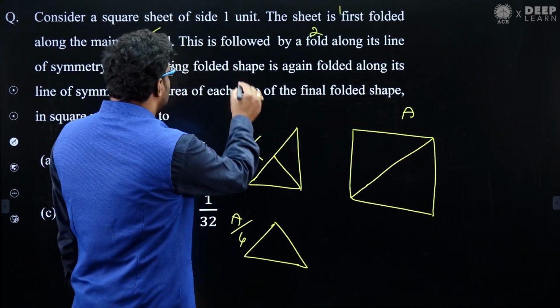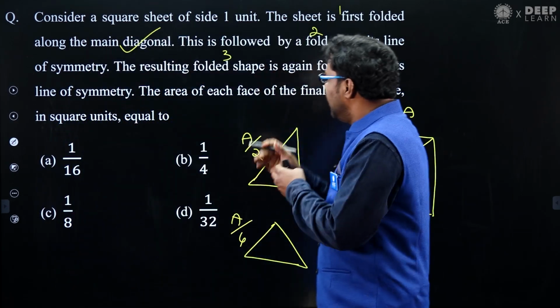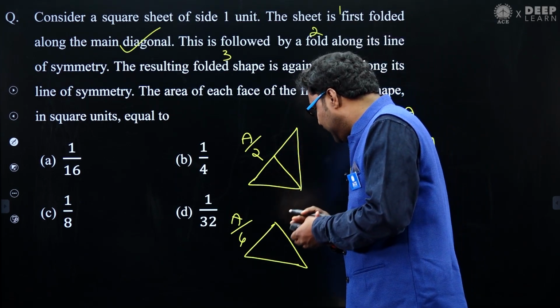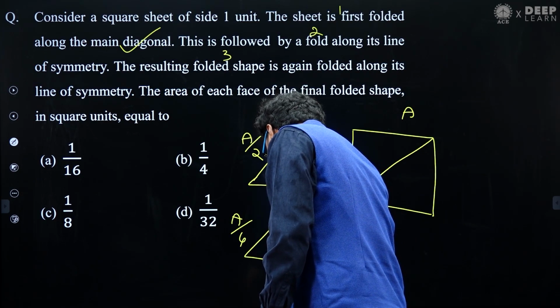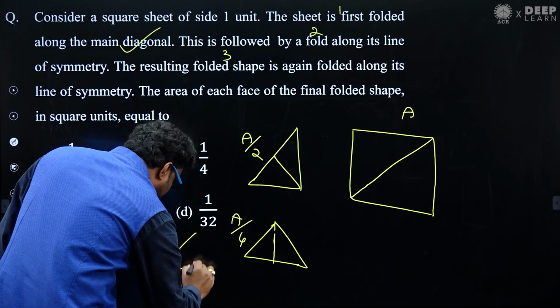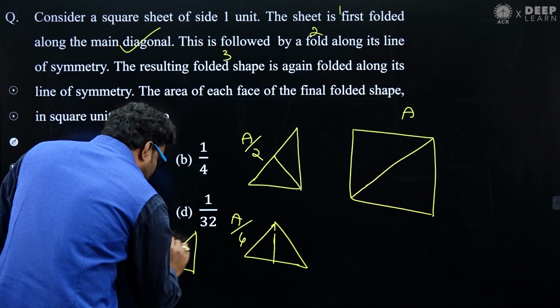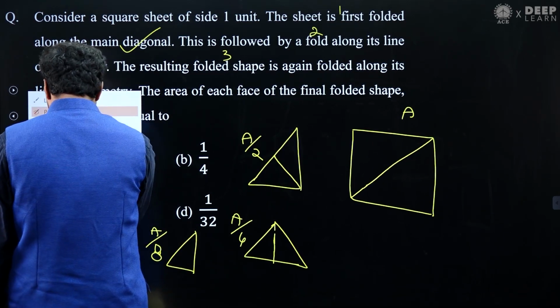You are folding a third time. First time we folded along the diagonal, then along the symmetry line. The third one again you have to fold along its symmetry line. Now if you fold it again here, this is the shape you will get finally. Now area here is already A by 4, divide by 2, we will get A by 8, my dear friends.